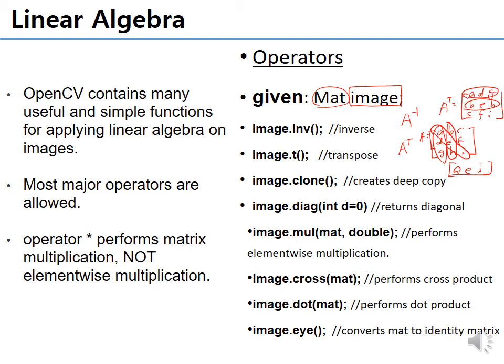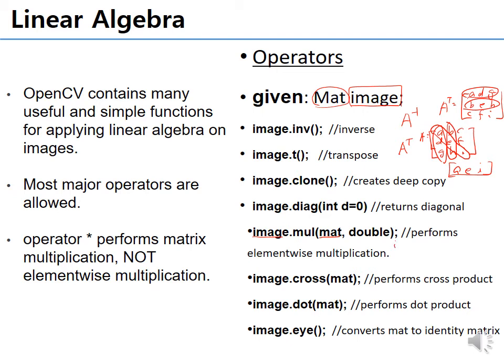So image.mult is a multiplication, and math is a double. It performs element-wise multiplication. Element-wise means this math is another matrix that has the same dimension as the image. So this is a piecewise element-wise multiplication.